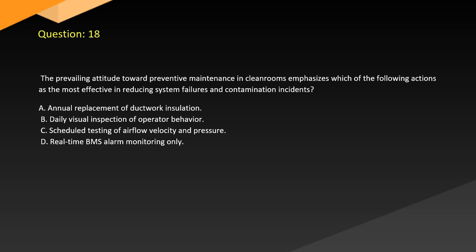Question 18. The prevailing attitude toward preventive maintenance in cleanrooms emphasizes which of the following actions as the most effective in reducing system failures and contamination incidents? A. Annual replacement of ductwork insulation. B. Daily visual inspection of operator behavior. C. Scheduled testing of airflow velocity and pressure. D. Real-time BMS alarm monitoring only.